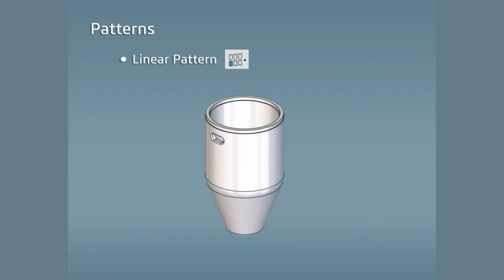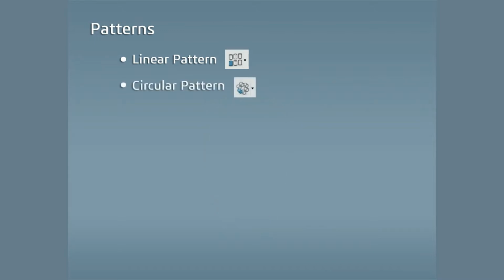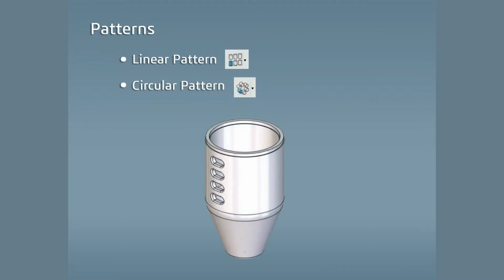One of the optimal ways of creating repeated geometry is using the patterning commands in xDesign. The linear pattern command takes the features or geometry you select and replicates it in an axial direction. This can be done for up to 2 directions, where the angle between the 2 directions is determined by the selections that are made.